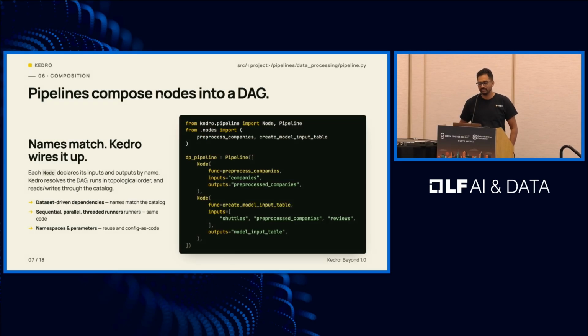Speaking of pipelines, the last big piece that I want to talk about is the pipelines. So when you have the Kedro data catalog, each of the pieces in a data catalog is a catalog entry. I mean, it's essentially a key.